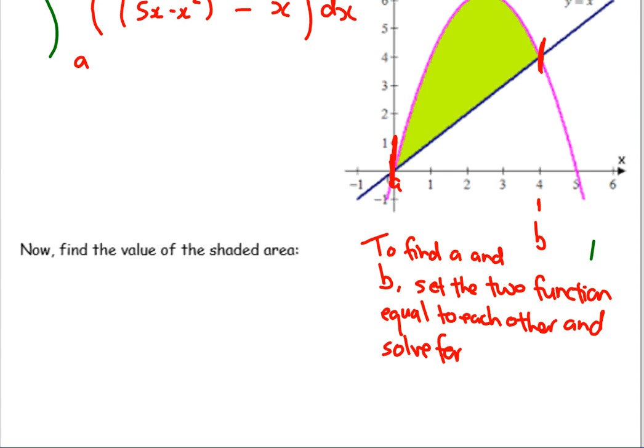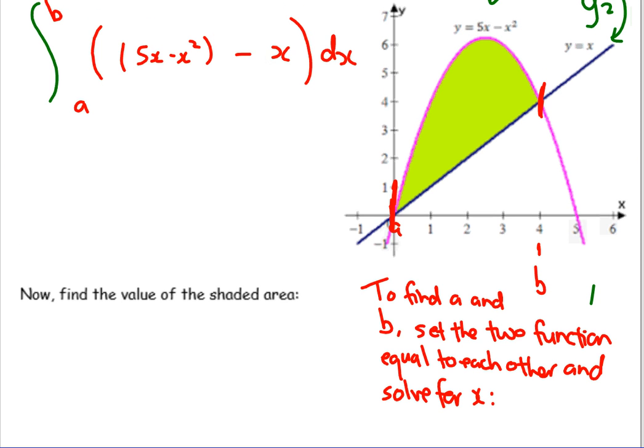It's up to you where you want to do it. And then I do the main integrating bit over here. So I kind of do this as a little side thought. So our two functions are 5x minus x squared and x.